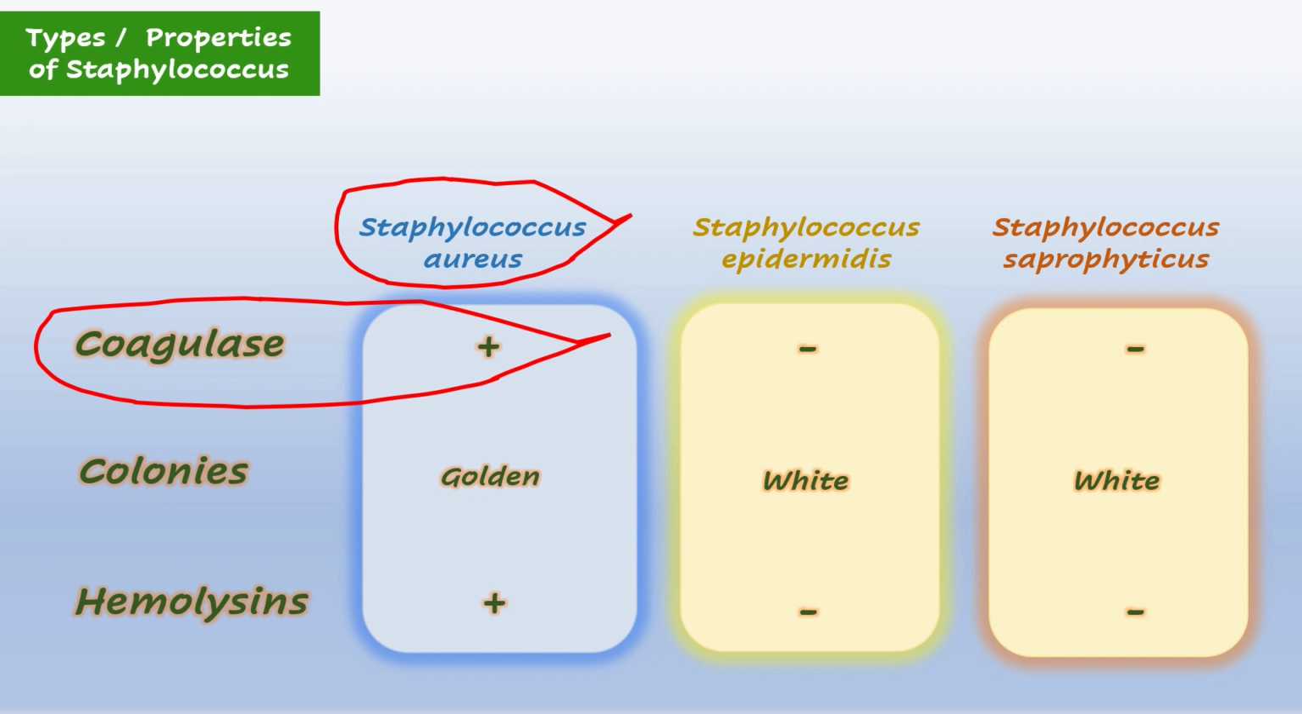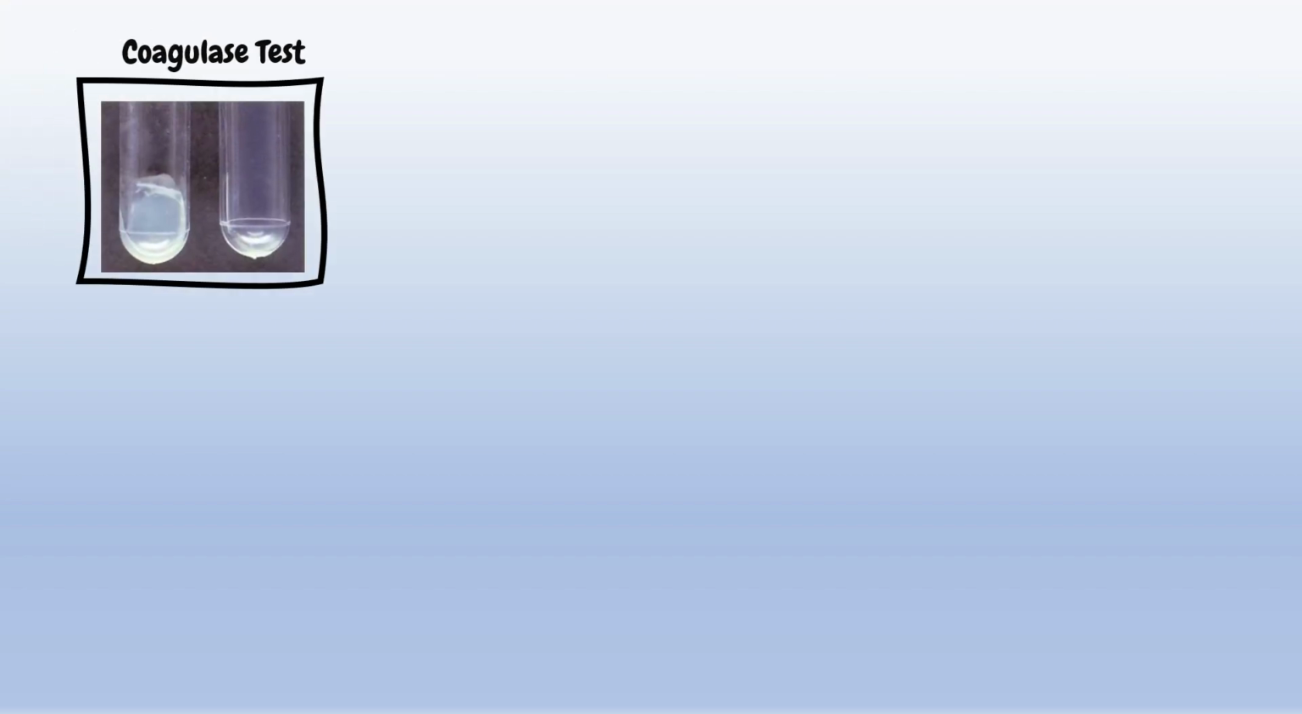Before proceeding further, have you ever thought how these tests look like? No. So let me show you. This is a coagulase test. The left test tube shows a positive coagulase test, as we have discussed that the coagulase test is positive in case of Staphylococcus aureus. But the right-sided test tube shows a negative coagulase test as in case of Staphylococcus epidermidis and Staphylococcus saprophyticus.